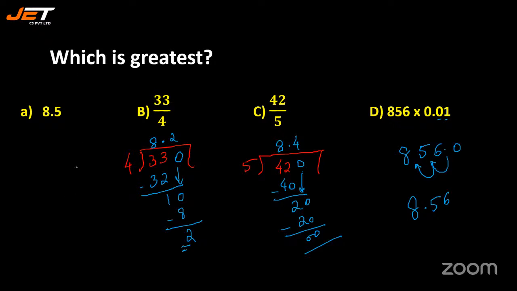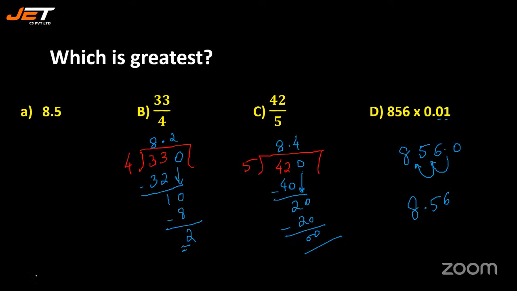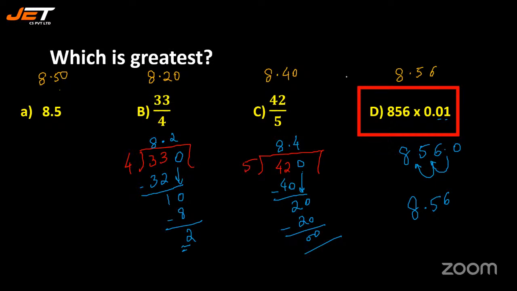So we can write 8.50 here. This can be written as 8.20. This is 8.40 and this is 8.56. So you will see this is 8.50, this is 8.56. So D is the greatest one.